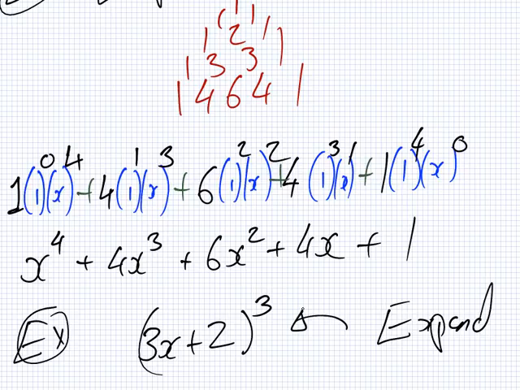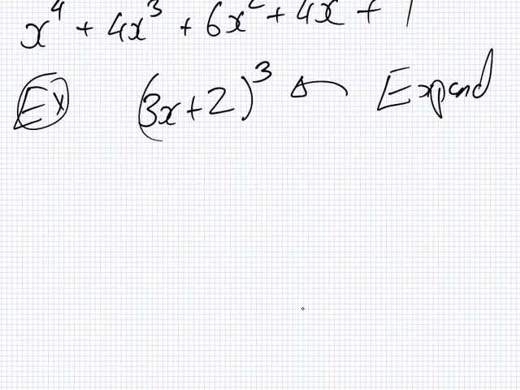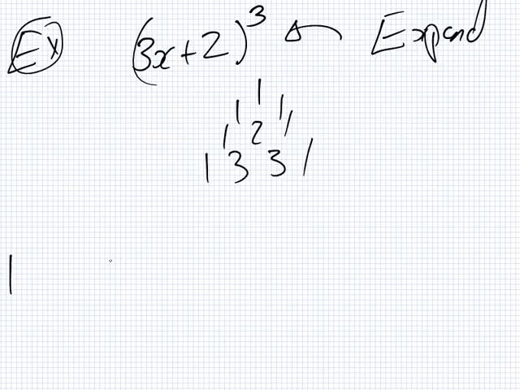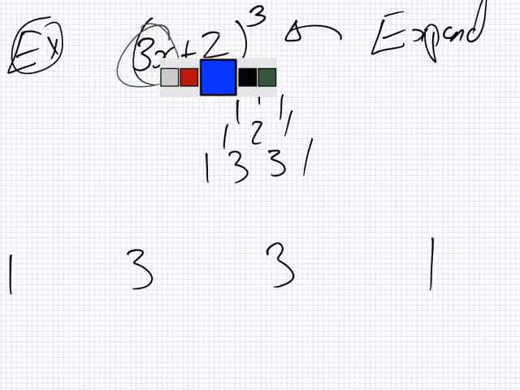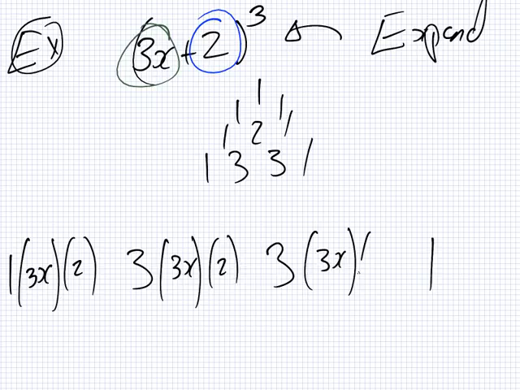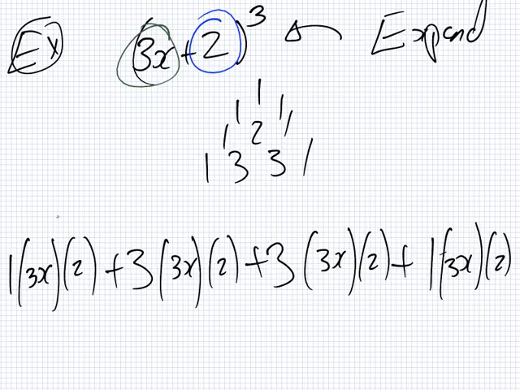So now that we've done a couple, we'll start moving a little bit faster through them. We'll do it together here. So we have 1, 1, 1, 1, 2, 1, 1, 3, 3, 1. Then we have 1 space, 3 space, 3 space, 1. And the first term is 3x and the second term is 2. So we have 3x, 2, 3x, 2, 3x, 2, 3x, 2 with pluses. And then the powers are 3, 0, 2, 1, 1, 2, 0, 3.